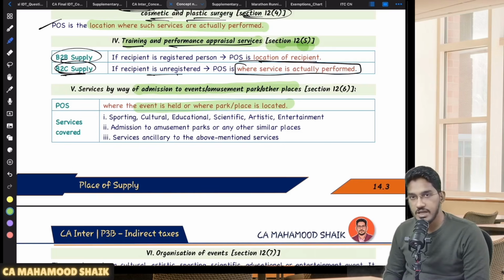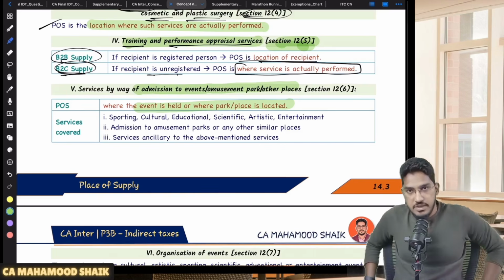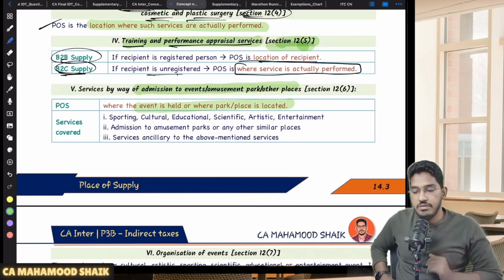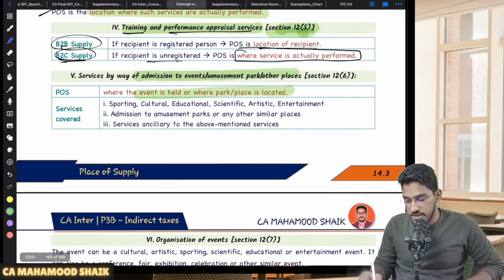supply. In case of admission to events or amusement parks or other places, what is the place of supply, sir? The place of supply will be wherever that event is held or wherever that amusement park is located. That will become the place of supply. Sir, what will get covered under here? The bunch of services will get covered here.